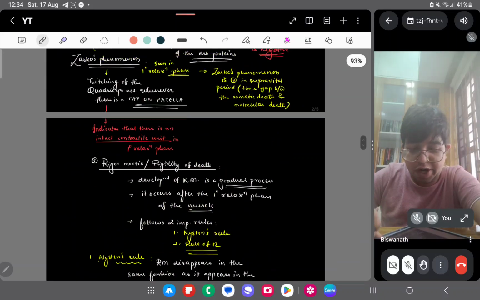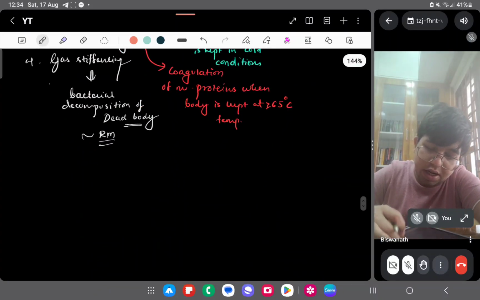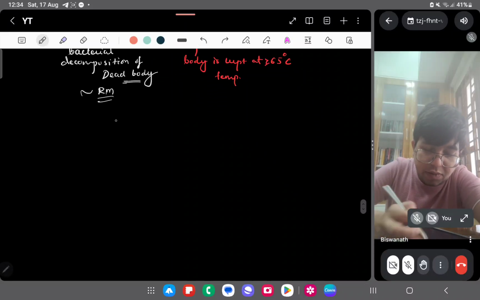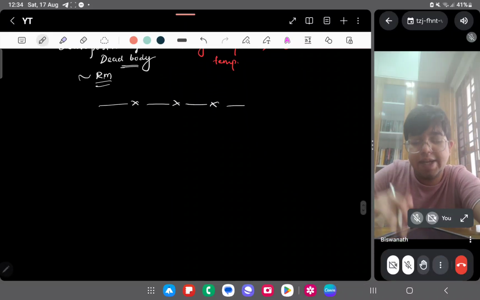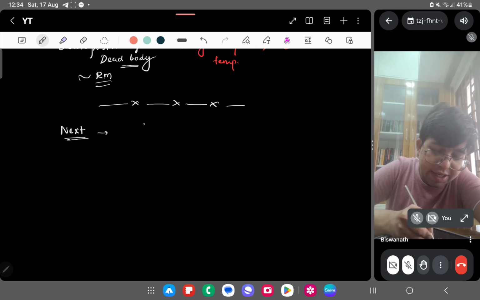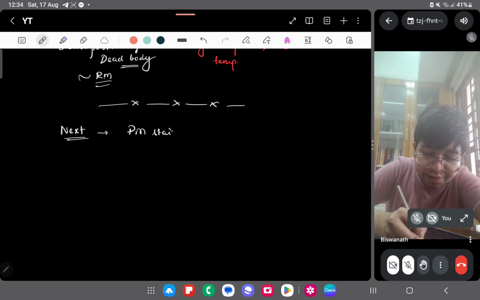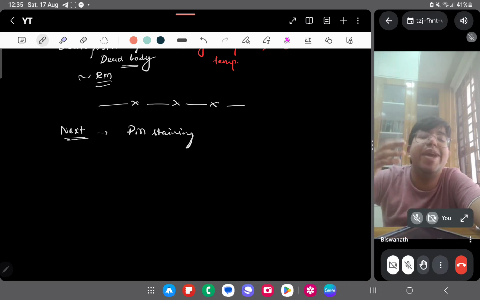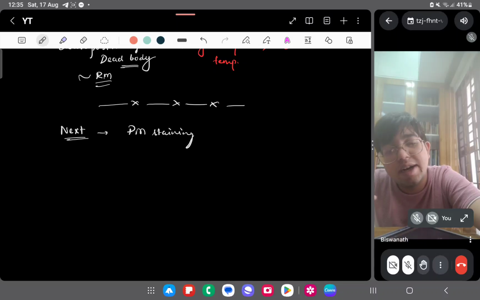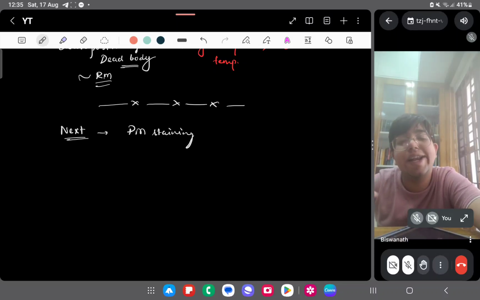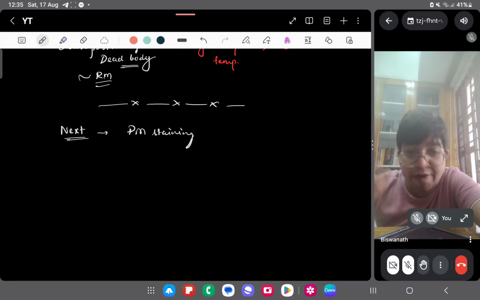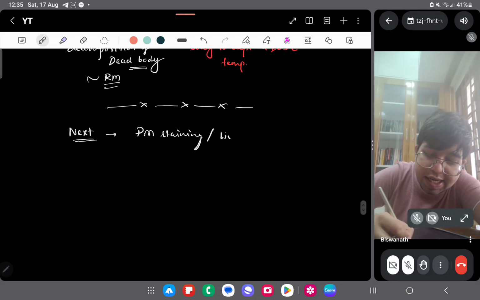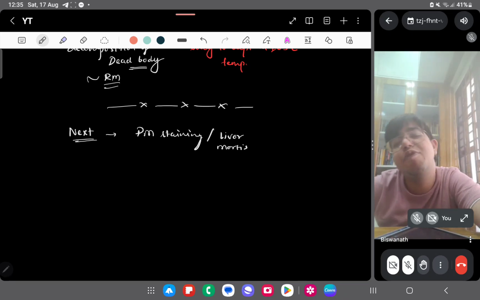So that's all for today. We discussed a lot of things today, and this is lecture one. Obviously, we'll continue this topic in the next lecture, where we'll talk about postmortem staining and postmortem lividity. That is the paleness of the dependent areas of the body, called contact flattening. The postmortem staining is called livor mortis. And then we'll move to other changes.